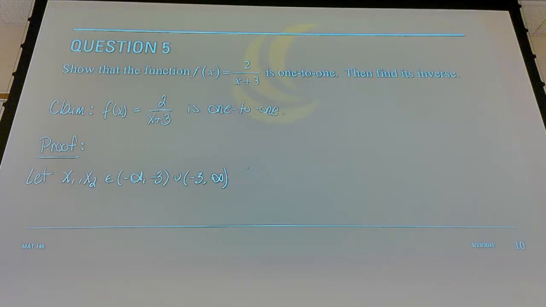That is the domain. Such that f of x1 equals f of x2. Now it's algebra. How would you solve that?